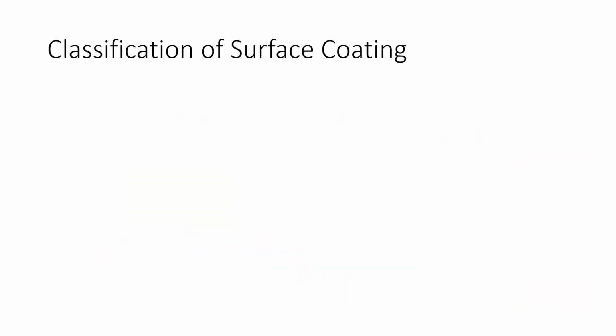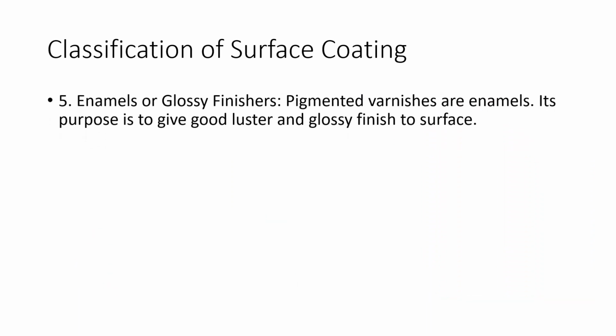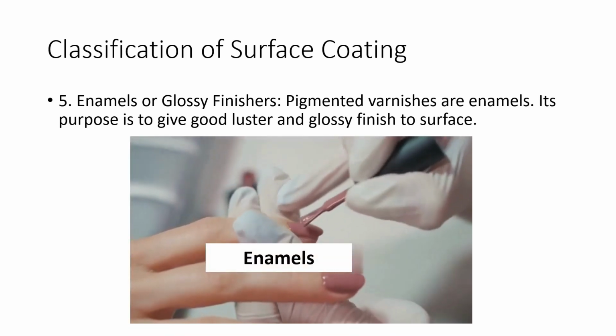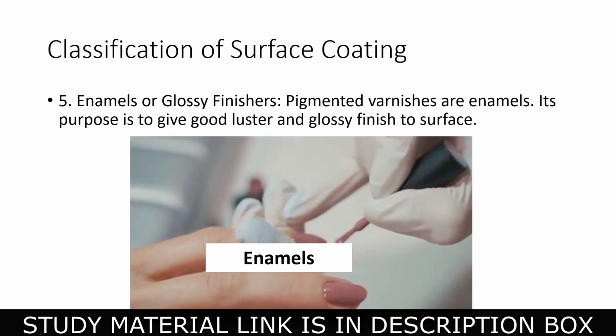So now we will go through the fifth point of classification, that is enamels or glossy finishers. So this is very important. So what is basically enamel? Enamels are basically pigmented varnishes. We have already learned the varnishes. Varnishes are mostly unpigmented colloidal dispersions, but enamels are pigmented varnishes. So pigmented varnishes are known as enamels. And the purpose of preparing and applying enamels is to give luster and glossy finish to surface, as I have already shown in this video.